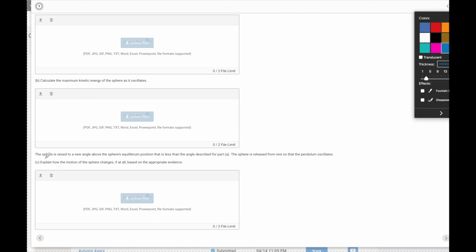In this last part, they say now that it's raised to a new angle, so it's going to be less. So instead of 15 degrees, I'm going less than 15 degrees. The sphere is released from rest and the pendulum oscillates. Explain how the motion changes and give appropriate evidence.